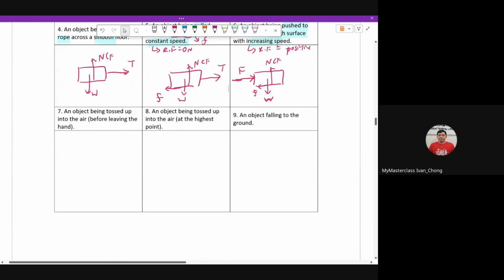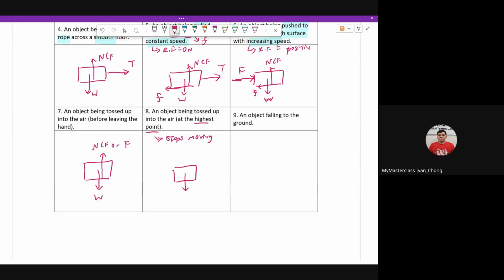Okay. And next, if you toss the object up, before you leave your hand, which means it is still touching your hand, you can either say that this is a normal contact force, or you can just say that this is an applied force. Basically, it's the same thing. Now, when you're at the highest point, the object actually stops moving. Some of you can just play with your stationery, toss it lightly in the air. You'll notice that it actually stops at a very short moment of time.